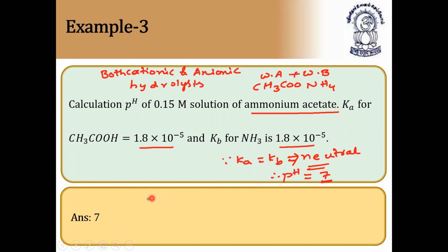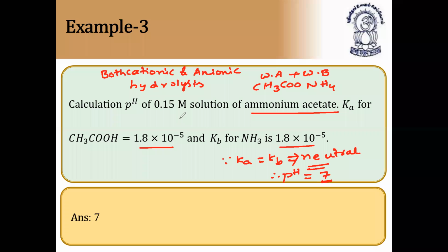So with tricky questions like these in the examination, without using anything, I have directly said pH is equal to 7, because the very important point is Ka is equal to Kb for this solution. Even though it is a 0.15 molarity solution of ammonium acetate, since Ka of acetic acid is equal to Kb of ammonia, the solution becomes neutral. If Ka is greater than Kb, the solution becomes acidic. If Kb is greater than Ka, the solution becomes basic. In those cases, we have to calculate by using the formula.